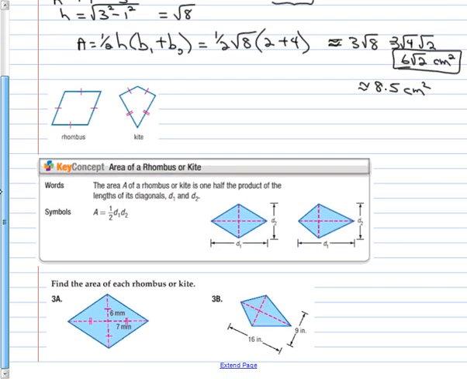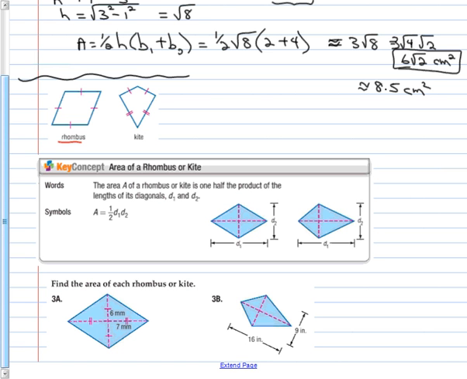Next shapes, rhombus and kite. What's a rhombus? It is a parallelogram. What's a rhombus? A quadrilateral with 4 congruent sides. That's all it is. That's a rhombus, always. A quadrilateral, 4-sided figure, all 4 sides are congruent. It's a rhombus.